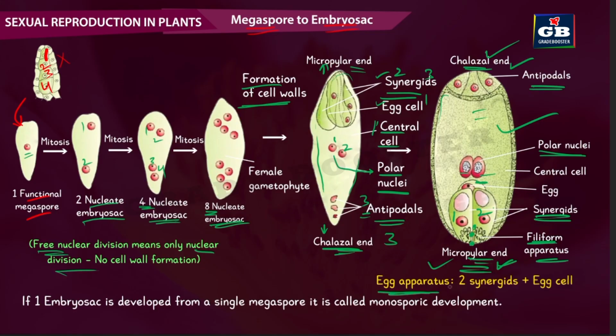So the synergids and the egg cell, these 2 synergids and egg cell, are called the egg apparatus. Egg apparatus means 2 synergids and 1 egg cell. So if one embryo sac is developed from a single megaspore, it is called monosporic development. Here only one embryo sac is developed. Out of these 4 megaspores, 3 degenerated, only one forms a functional megaspore which develops into an embryo sac, and this kind of development is called monosporic development.